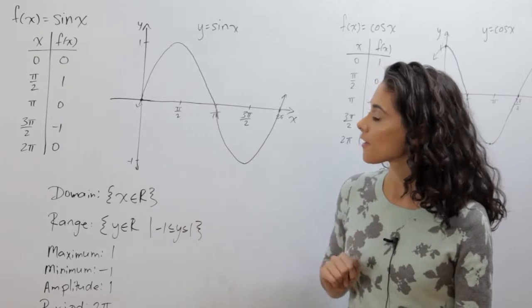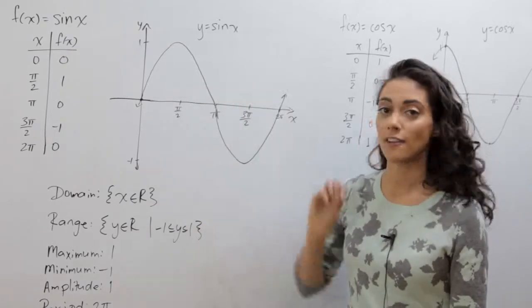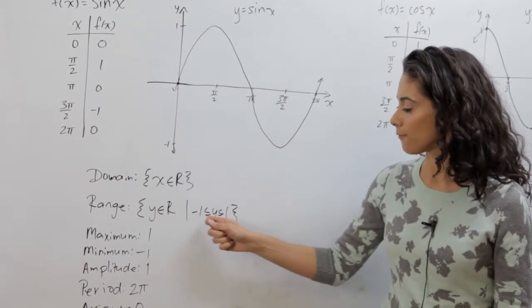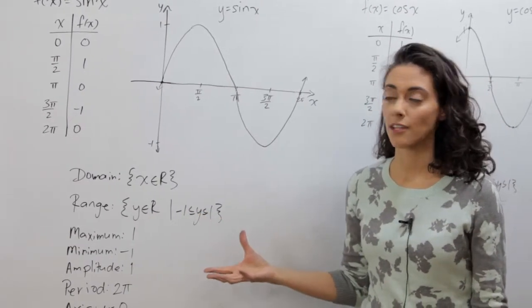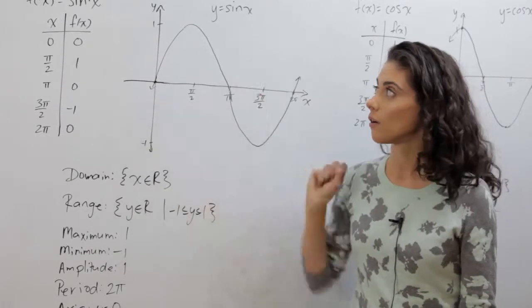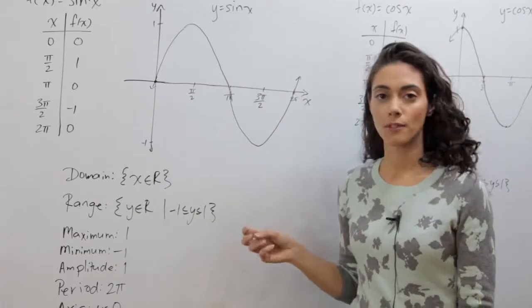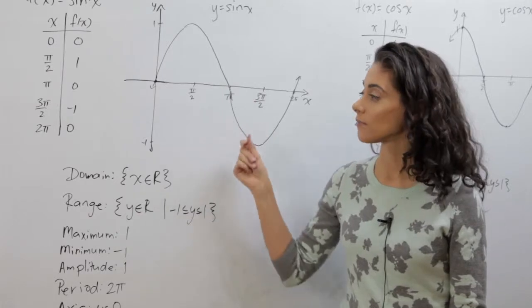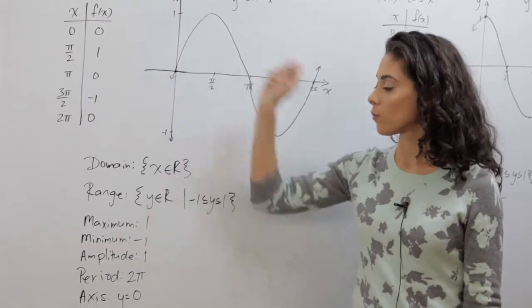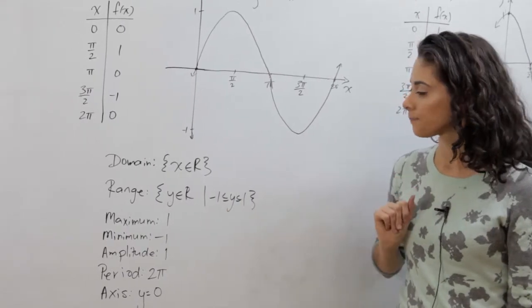The domain of the sine graph is all real numbers. You can take sine of any number you'd like. The range, on the other hand, is between -1 and 1. When I take sine of a number, the value is always greater than or equal to -1 and less than or equal to 1. You can see from the graph that there's a maximum of 1, a minimum of -1.